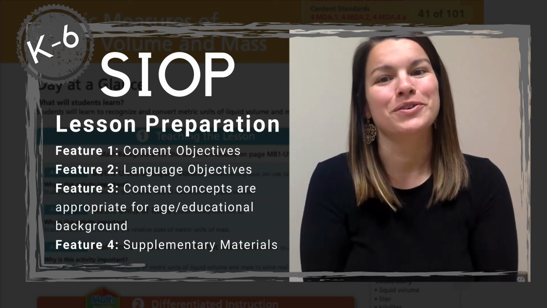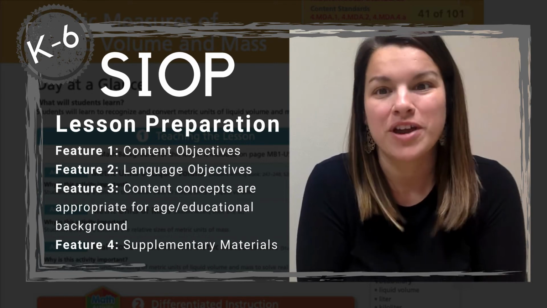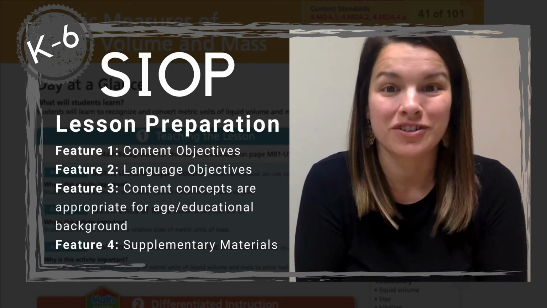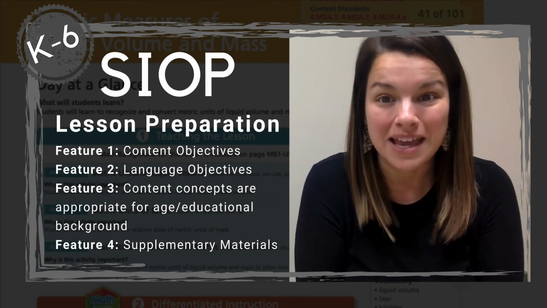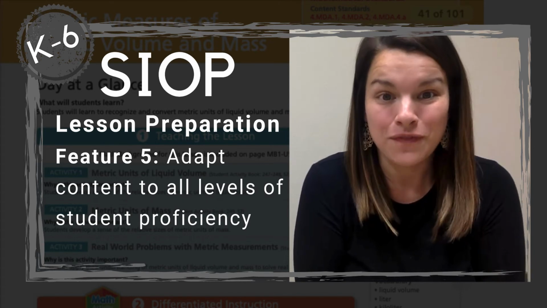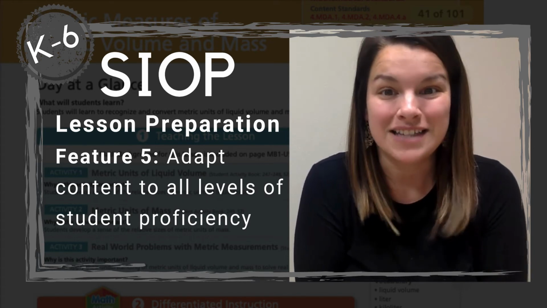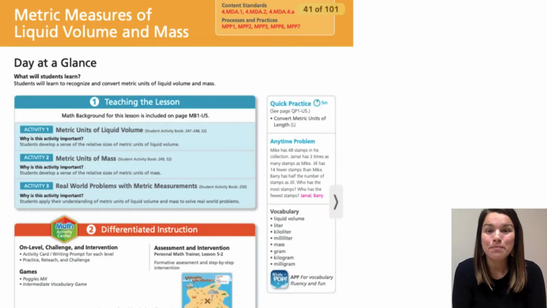In our previous videos, we have looked at how the first 4 features of Component 1, lesson preparation, can be integrated into a literacy lesson. Today, we'll look at a math lesson containing those same features. However, our focus for the video is on the 5th feature of lesson preparation, adapting content to meet all levels of student proficiency. The lesson I have planned comes from the 4th grade Math Expressions curriculum, Unit 5, Lesson 2.